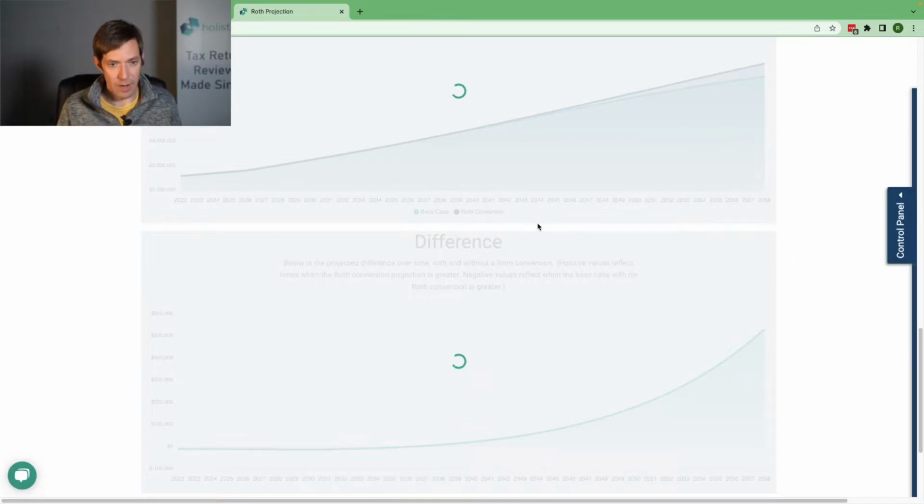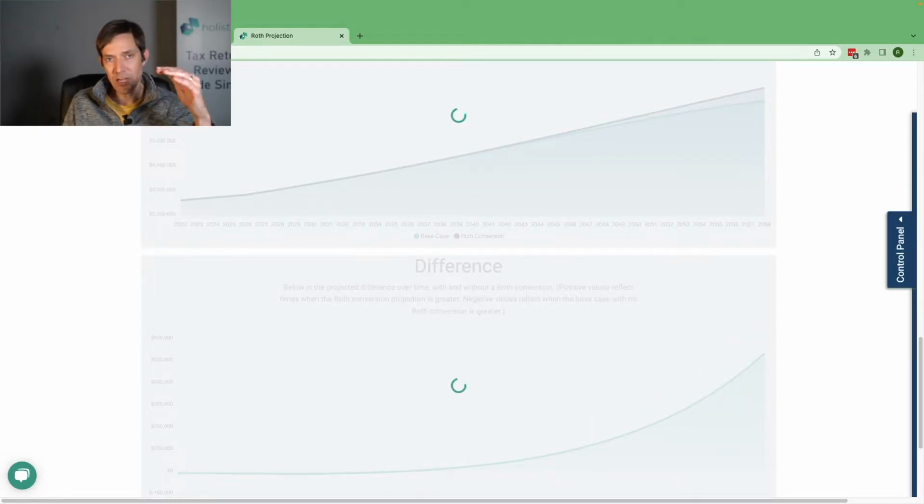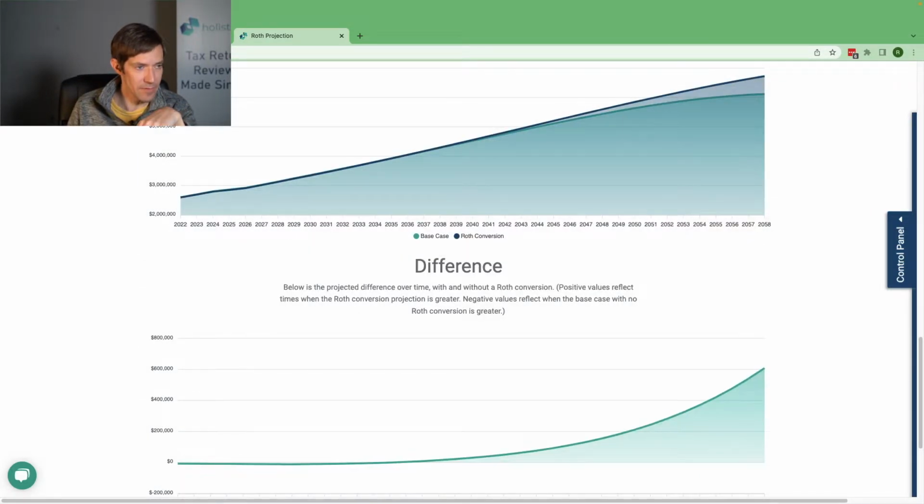So I'm going to pop up the code on my screen, and I want to talk about the actual order of operations, how we actually create every single year as we draw this curve out of what's happening with the base case versus the Roth. We need to make sure we understand how those values are being derived.